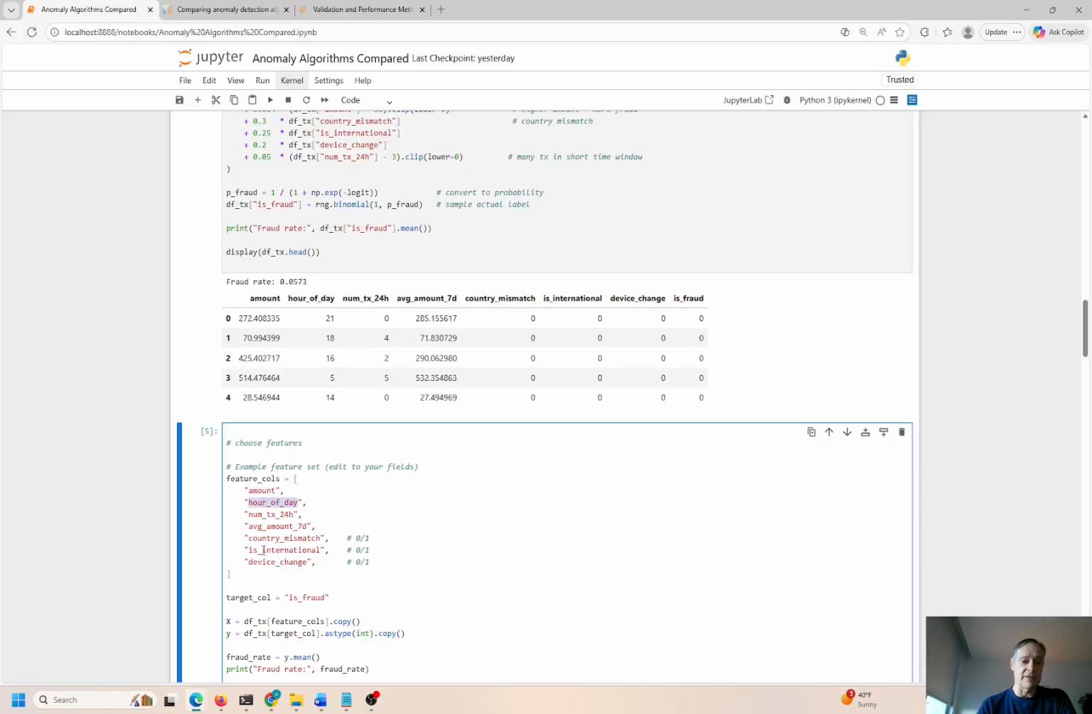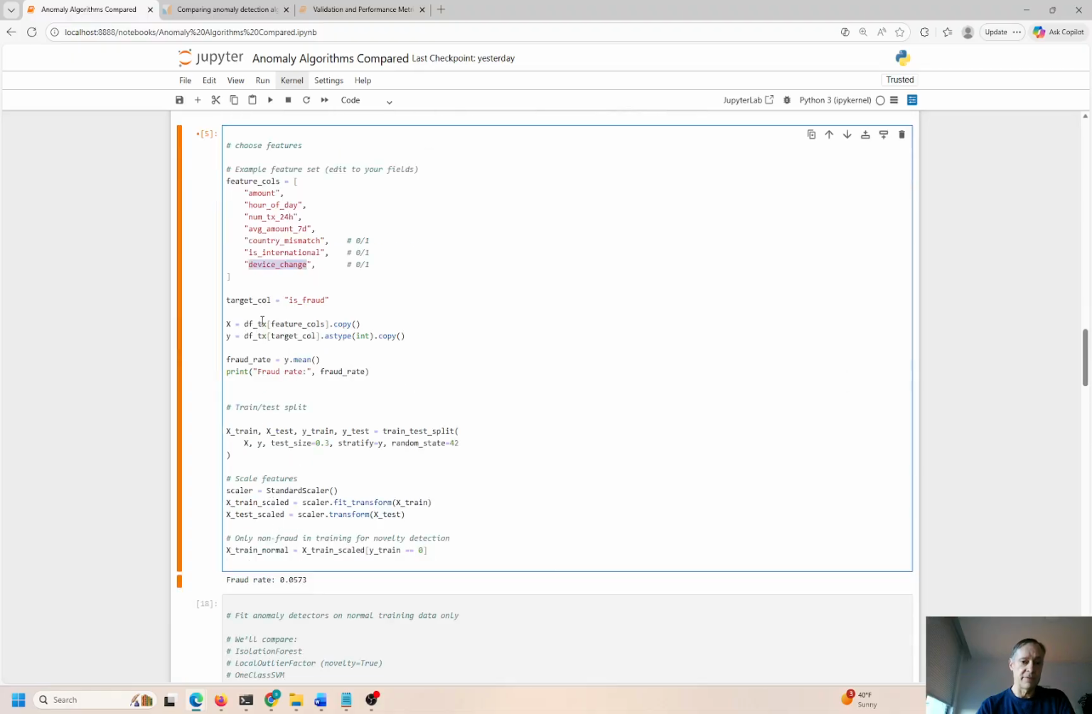Okay, so we're gonna look at the columns here for our featured data set. Amount, the hour of the day. Again, we saw this before, is international. Whoops, I just copied and pasted accidentally. International and the device. So what I want to try to do is predict fraud. Is there fraud here? So the target column is going to be is fraud. That's what we're trying to predict. And the independent variables are over here, okay?